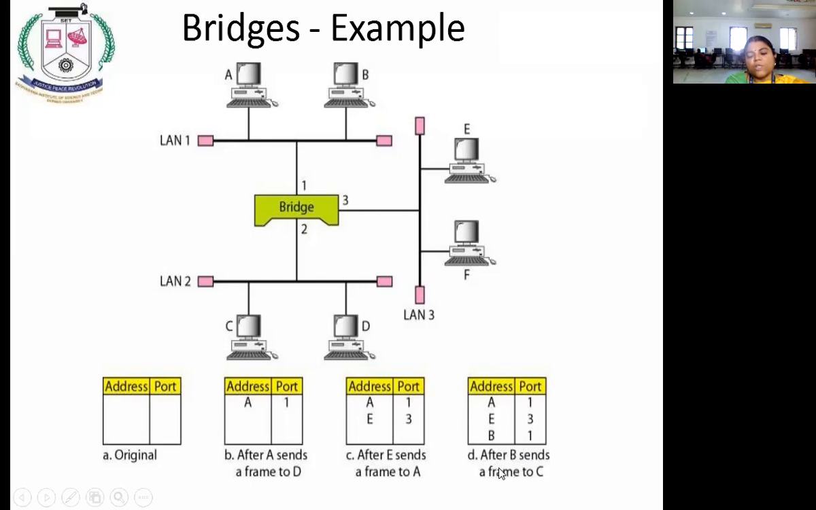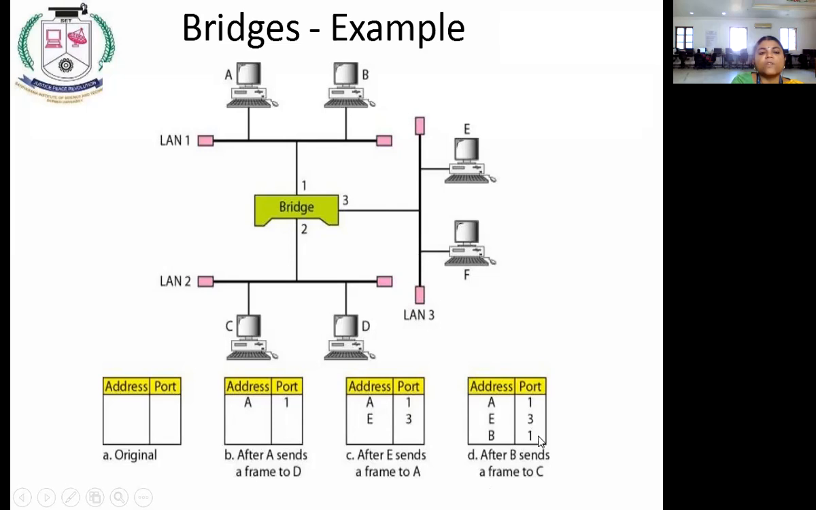And then, next, B sends a frame to C. Where is B located? B is located in LAN 1. From the frame, the bridge will come to know that B is associated with LAN 1, or port 1, so it will update the table. Then, as it does not know the information regarding the destination, it will flood the network to all the devices associated with it, and likewise the table gets updated.